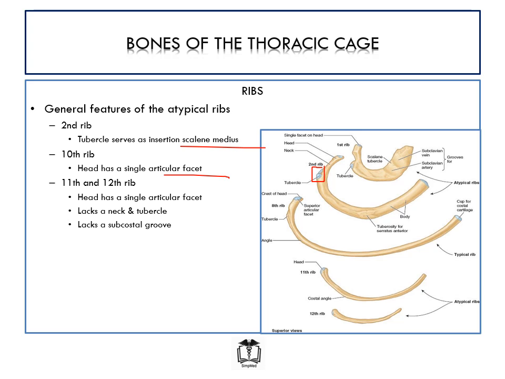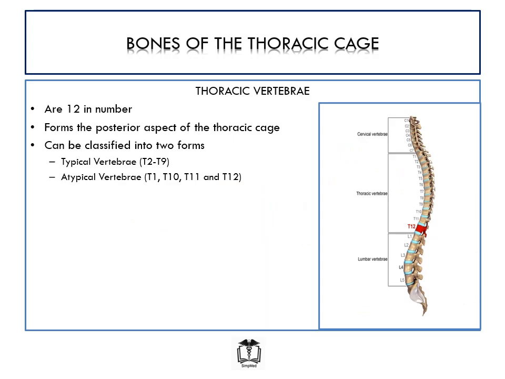Then the 11th and 12th ribs have very unique features compared to the first rib. It has a head that contains a single articular facet. It lacks a neck and a tubercle. If you notice, you can see that the 11th and 12th ribs are just uniquely placed. They don't have a tubercle, they don't have a neck, just the head that is continuous with the body. And then finally, they both lack a subcostal groove as shown in the image here.